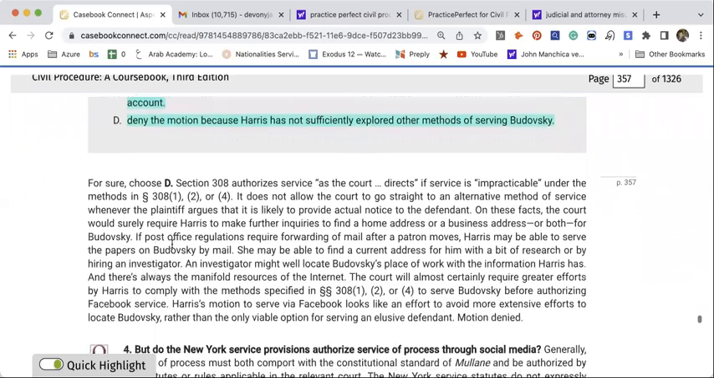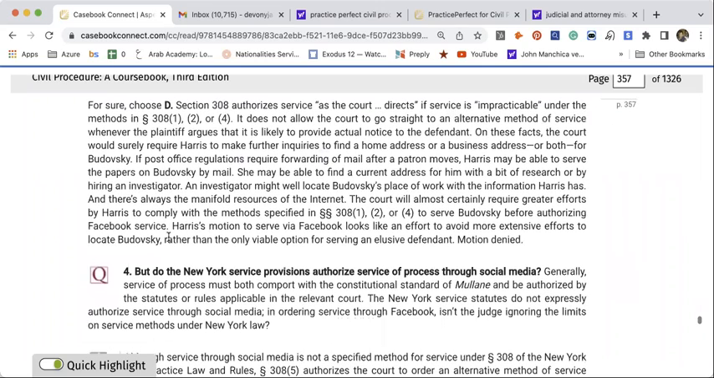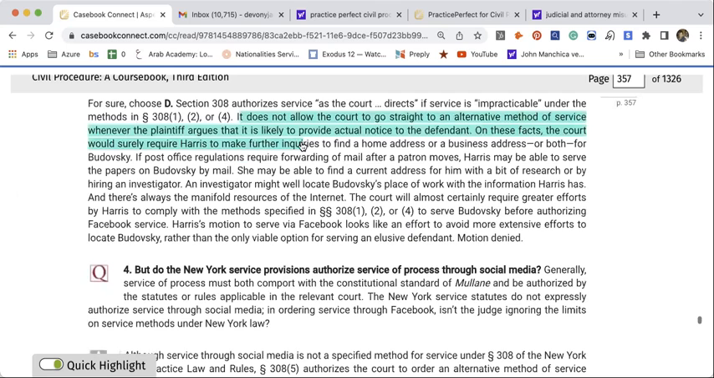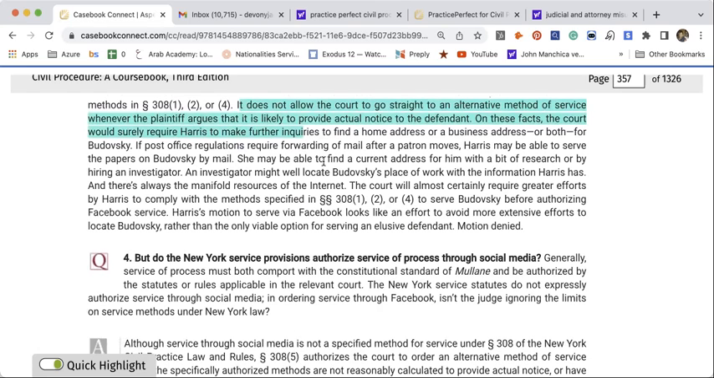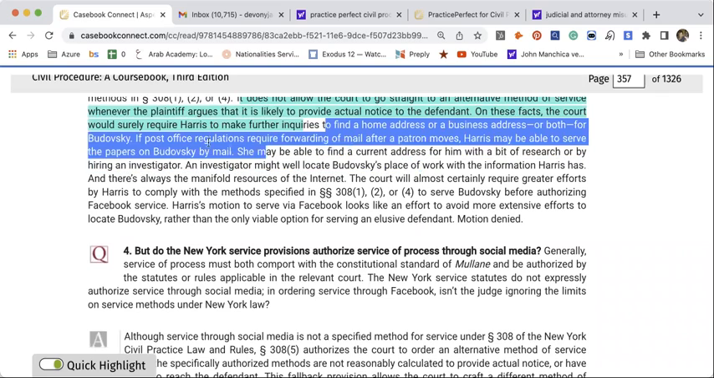Section 308 authorizes service as the court directs if service is impracticable under the methods in Section 308, subsections 1, 2, and 4. It does not allow the court to go straight to alternative methods of service, whatever the plaintiff argues is likely to provide actual notice to the defendant. On the facts, the court would surely require Harris to make further inquiries to find a home address or business address or both for Baidoo.